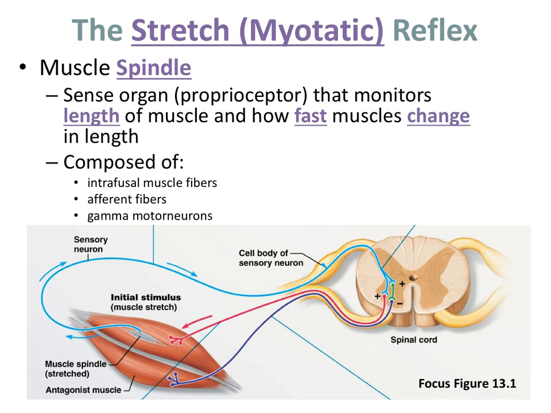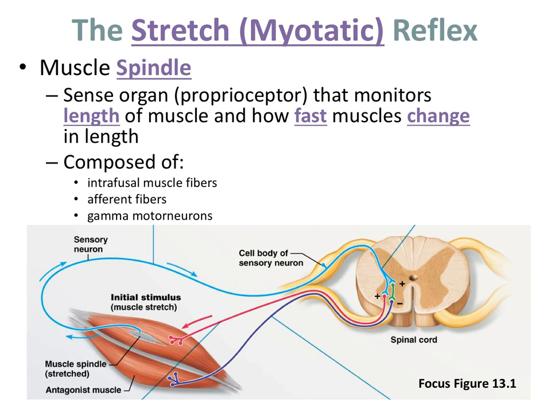The first reflex we're going to discuss is the stretch or myotactic reflex. This reflex involves a proprioceptor that's an interoceptor, it's inside of the body, and it's called the muscle spindle. This is encapsulated nerve endings that sense the length of the muscle and how fast the muscle is changing length.